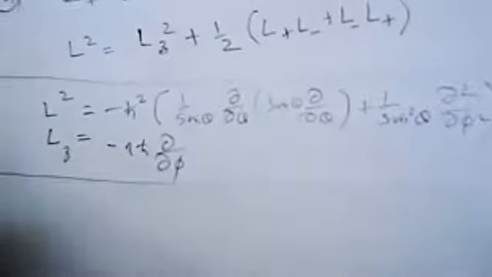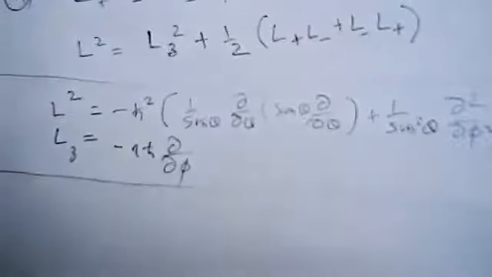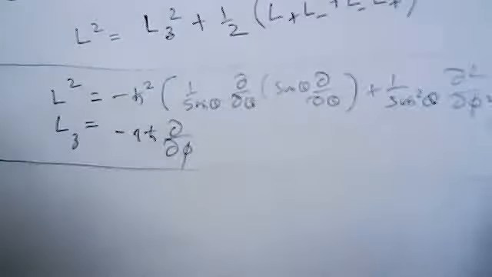Now, I think you have tried finding L square by the second method. You should try that, because you should become familiar with some operations and simplifications of this algebra. So these are the two operators, L square and LZ.